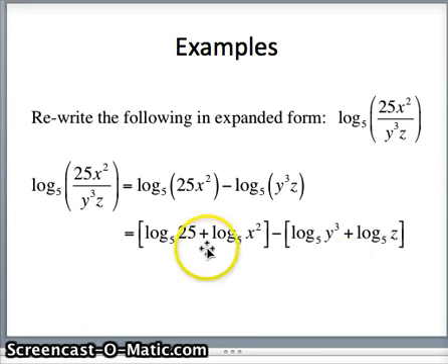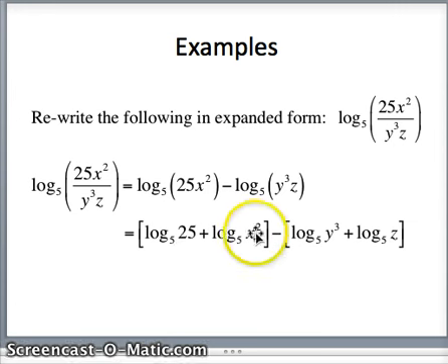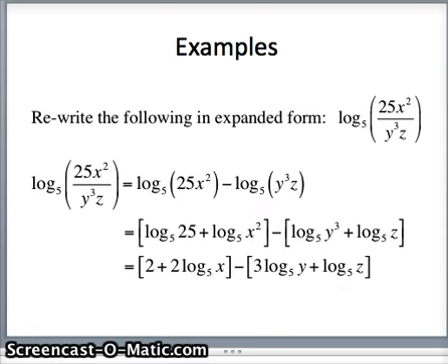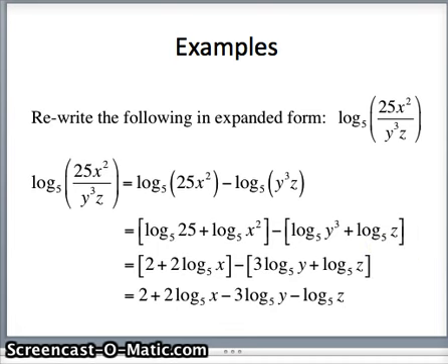Now log base 5 of 25, 5 to what power is 25? That, of course, is 2. This thing we can pull the exponent down, 2 times log base 5 of x. Pull the exponent down, 3 times log base 5 of y. So we get this rule, and all we have to do now is distribute the minus signs, and we've written this in expanded form. So this original statement is equivalent to this statement using the properties of logarithms.